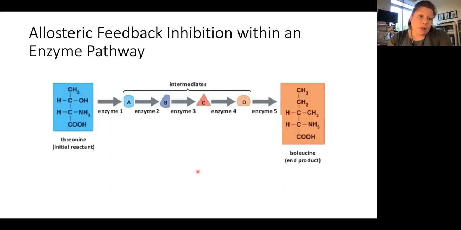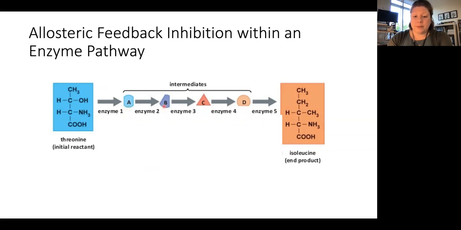Let's talk about an example of allosteric regulation. So this is a really classic example. We're going from threonine, an amino acid, to isoleucine, another amino acid. But to get from point A to point B, I guess from threonine to isoleucine, we have to go through 4 intermediates. So threonine is converted into intermediate A by enzyme 1.